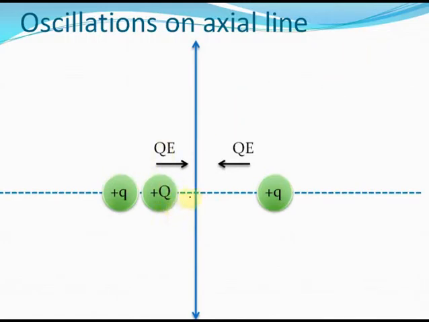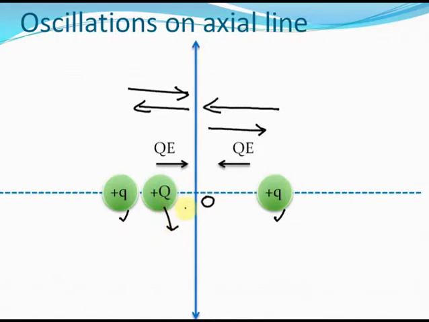So as you can see, this plus capital Q charge always has a force acting on it, pulling it towards this origin O. When it goes too much towards the right, it is pulled back towards the origin. When it goes too much towards the left, it is again pulled back to the origin, and that is the reason it undergoes oscillations inside this area between the charges plus Q and plus Q here. Understood? That is how this plus capital Q charge undergoes oscillations.